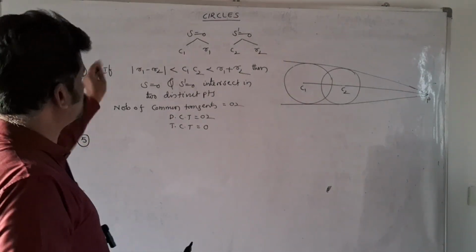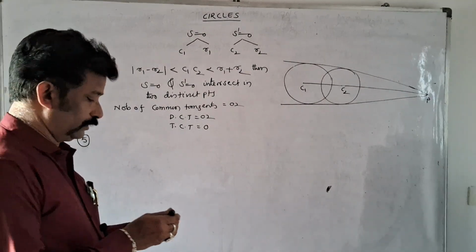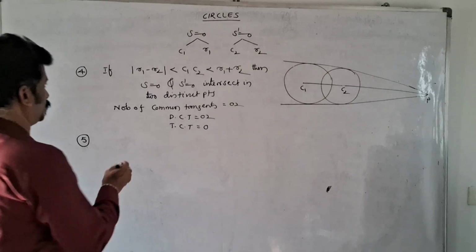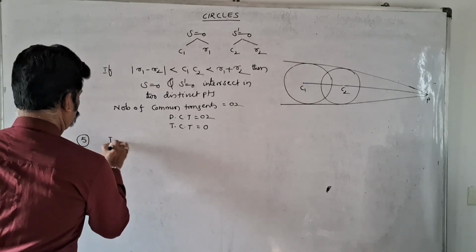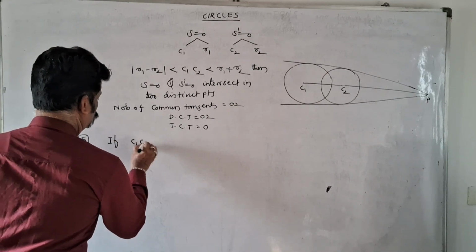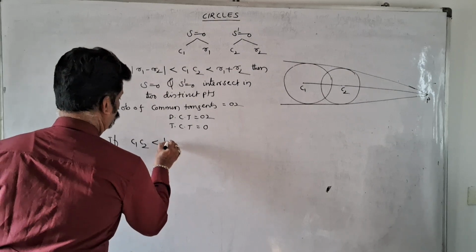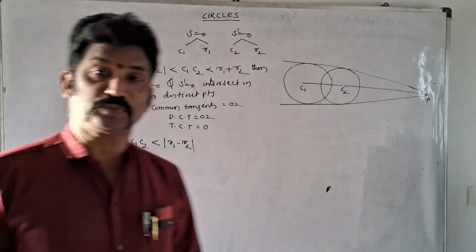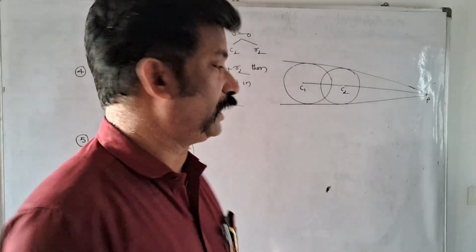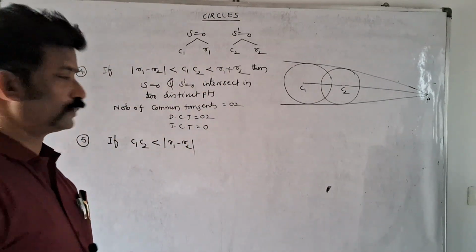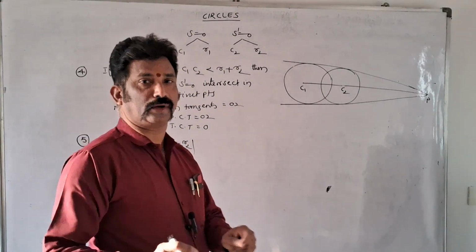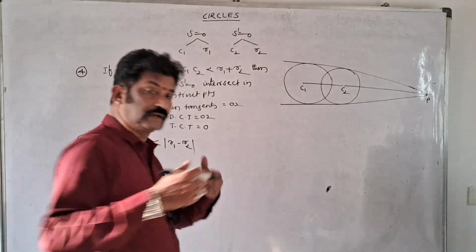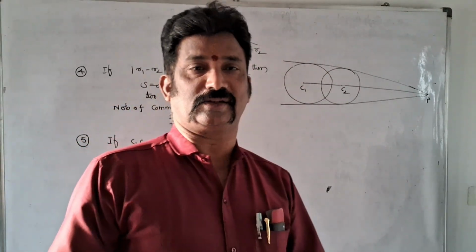Look at these four conditions already completed. Right now, what about the fifth condition is: if C1C2 is less than modulus of R1 minus R2, that is, the distance between the centers is less than modulus of R1 minus R2, then the two circles do not intersect. That means one circle is completely inside the other circle.